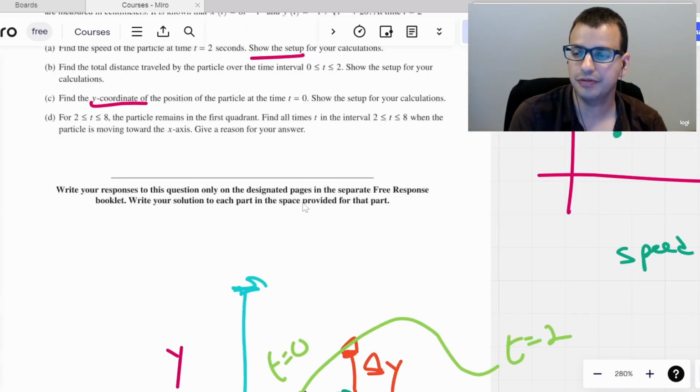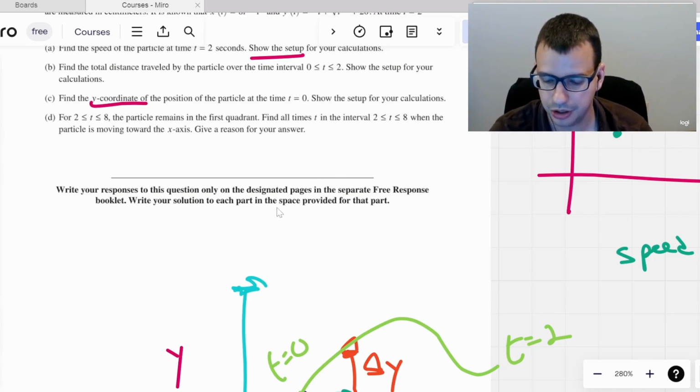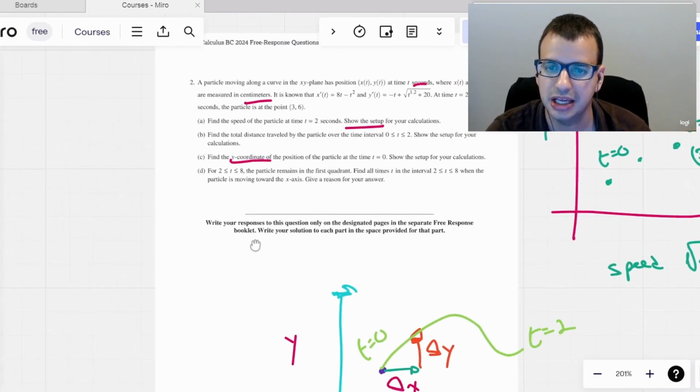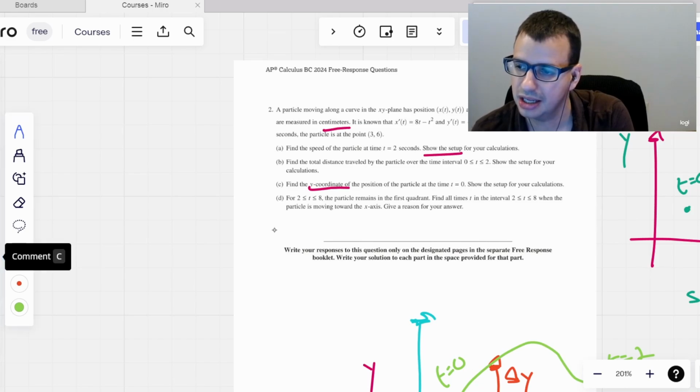So now we want to find, for 2 is less than or equal to t, t less than or equal to 8, the particle remains in the first quadrant. Find all the times in there where the particle is moving towards the x-axis.